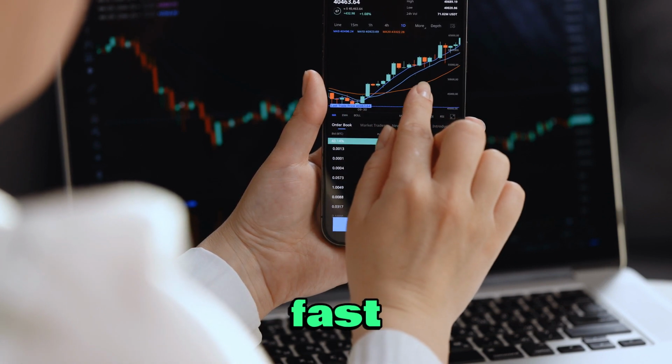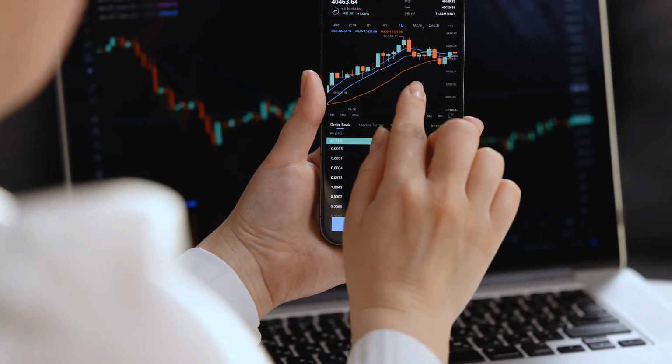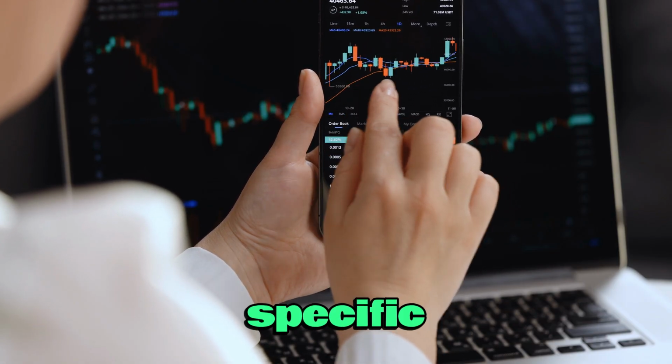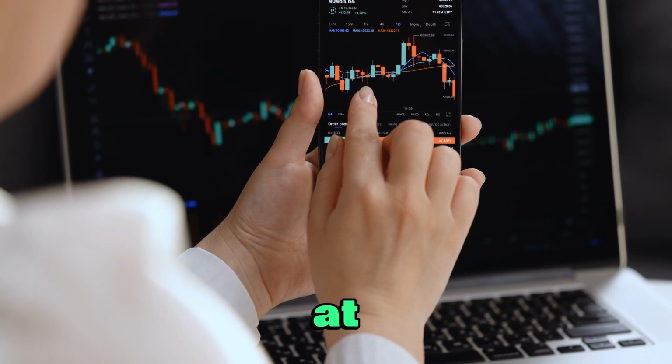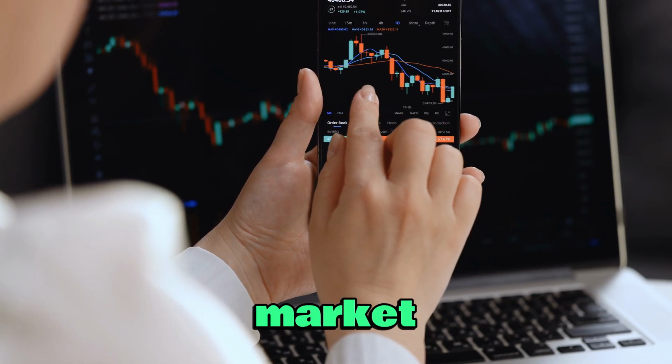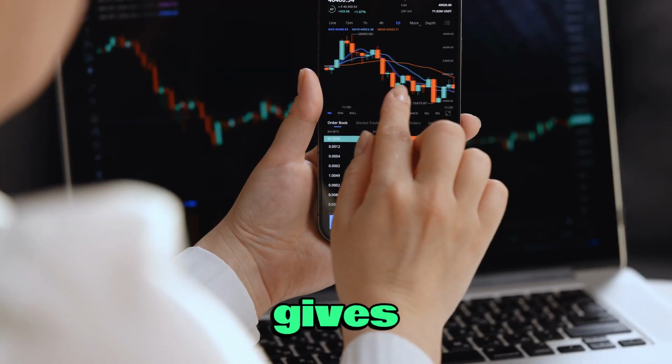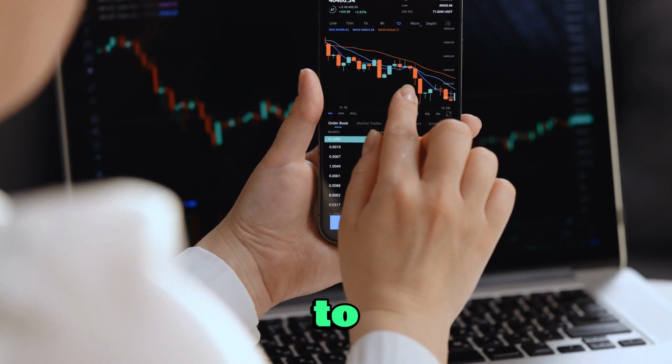This is great for fast, simple trades. Limit order. Set a specific price you want to buy or sell at. The trade only happens when the market hits your price. This gives you more control but might take longer to execute.